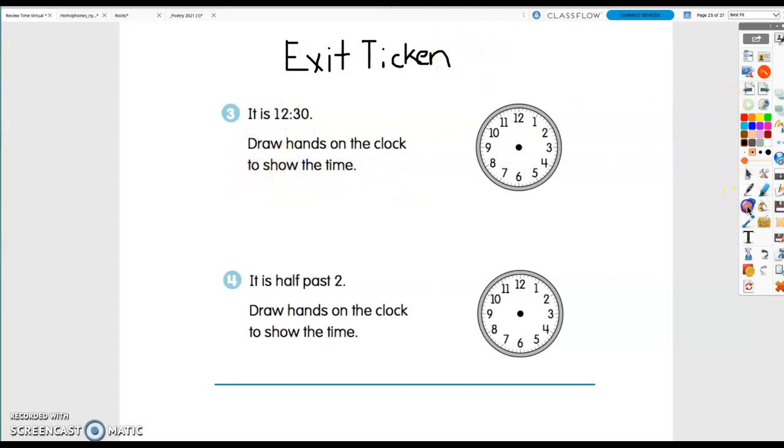Oh, I wrote exit ticket. Exit ticket. Okay? And if you have any questions about this, you can ask me at 10:20. This exit ticket will be on Class Dojo for you to do now. Once you're finished, be sure to do those 15 minutes of I Ready Math. And then I'll see you at 10:20.